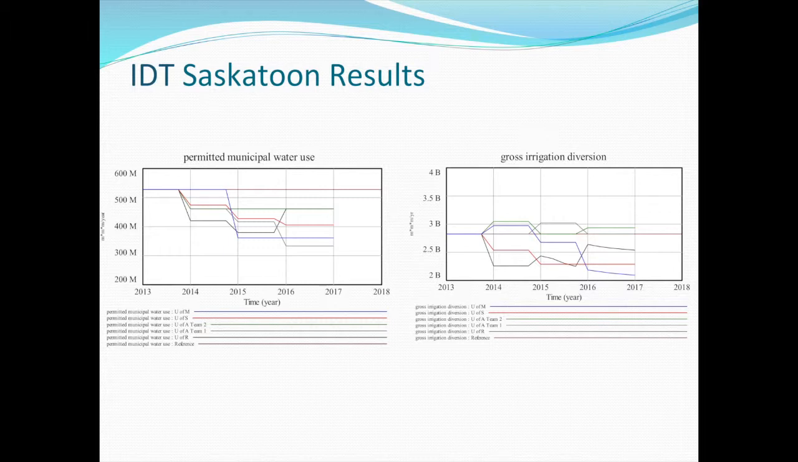This is the gross irrigation diversion. So the lines below this reference line mean the teams choose to ration the agricultural water use. And those teams above this reference line mean they draw down their reservoir and get some extra amount of water for the agricultural irrigation purpose.